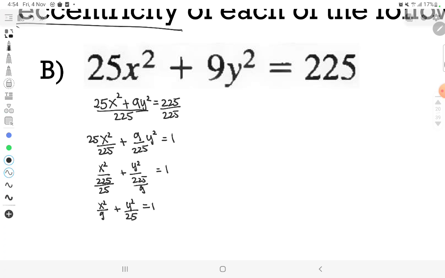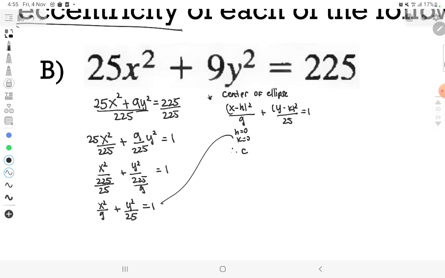Notice that we have no h and k. So therefore, if I would solve for the center of our ellipse, we have hk. So we have x minus h squared all over 9 plus y minus k squared all over 25 is equal to 1. Since our h is equal to 0 and k is equal to 0, therefore we will have this equation. So our center is at 0, 0.